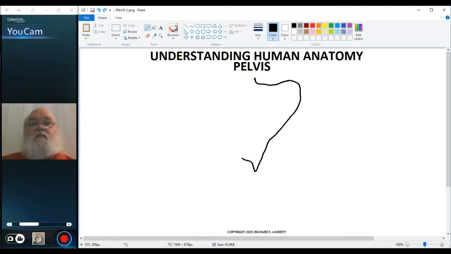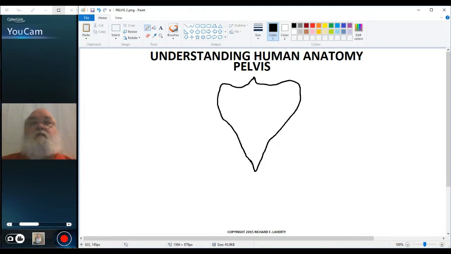And we'll use the tip of the sacrum to represent the coccyx. So there. Clean up a little slip there.